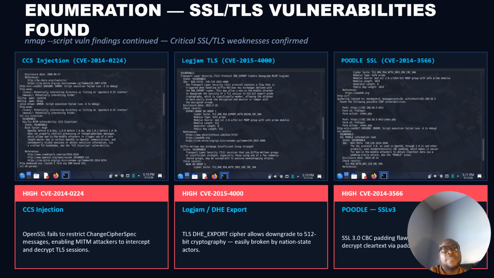Third, POODLE, CVE-2014-3566, exploits a design flaw in SSL version 3.0 to decrypt secure communications through a padding oracle attack. All three vulnerabilities are rated high risk and confirm that the SSL implementation on Kioptrix 2 is severely outdated.